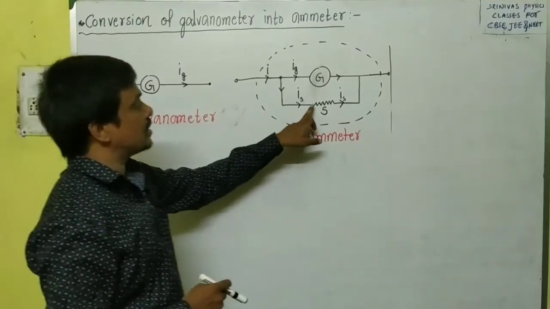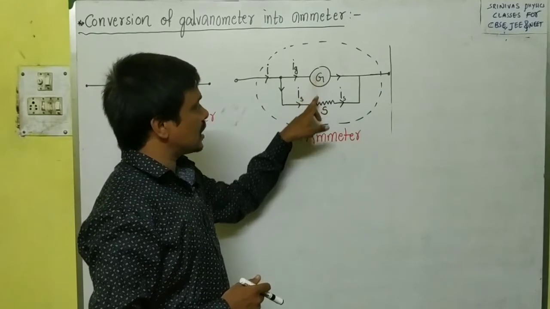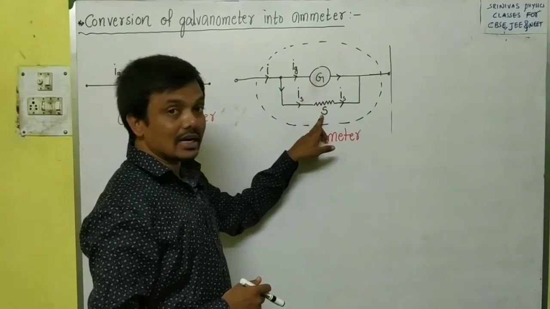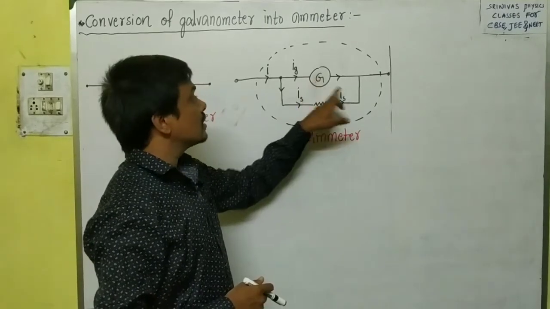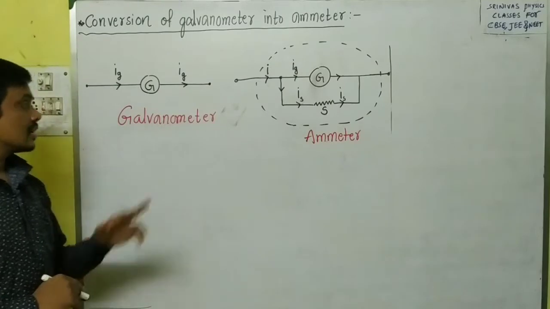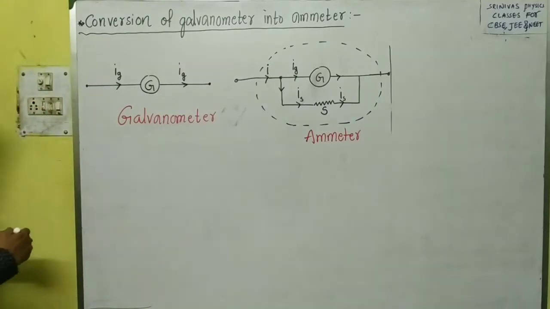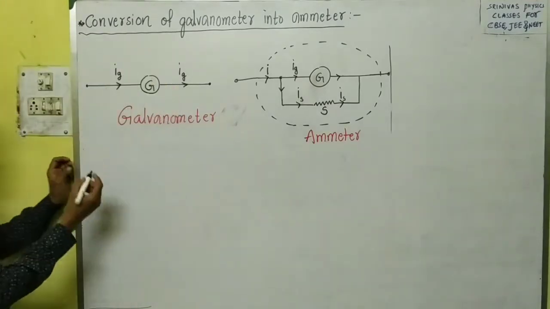What we are doing here is connecting a small resistance parallel to the galvanometer. That small resistance is called as shunt. Shunt resistance is S, connected parallel to the galvanometer. Then it is called an ammeter. An ammeter measures small currents, while a galvanometer can measure only the small current. Let us see how we can derive the formula for the shunt resistance.